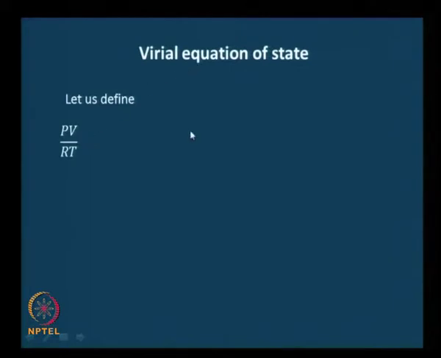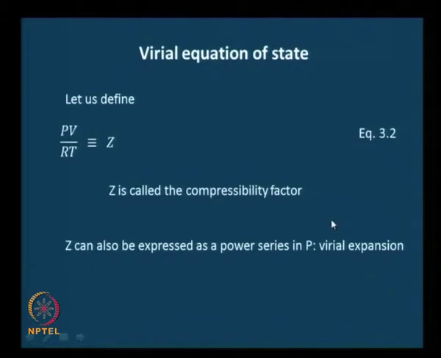To know what a Virial equation of state is, it is written in terms of what is called the compressibility factor. Compressibility factor is nothing but PV by RT. It is defined as PV by RT, and the Z is the one that is expressed in terms of a power series in P, and that is called a Virial expansion. For example, Z equals 1 plus B2 P plus B3 P squared plus B4 P cubed plus B5 P power 4 and so on. This is a Virial expansion in pressure for the gas.